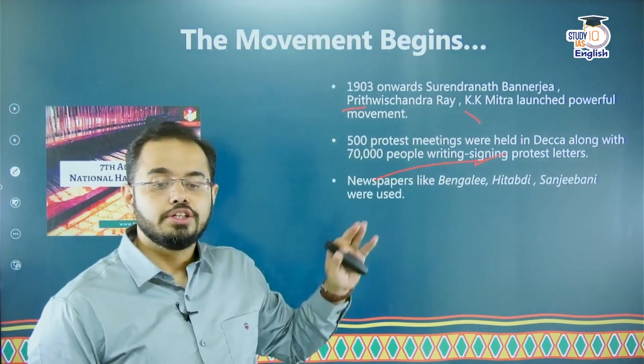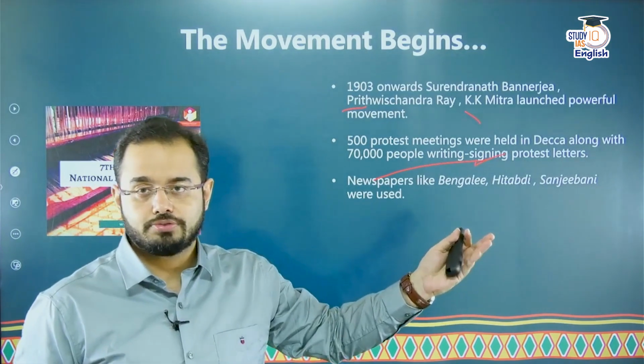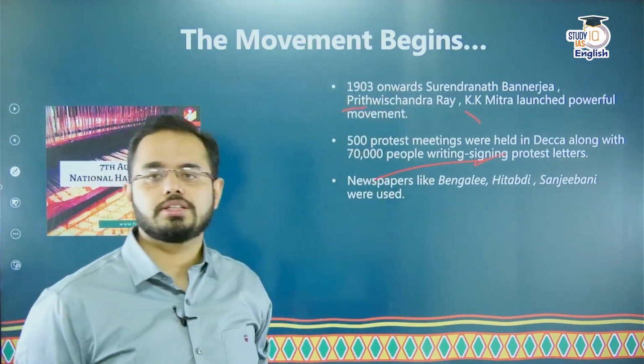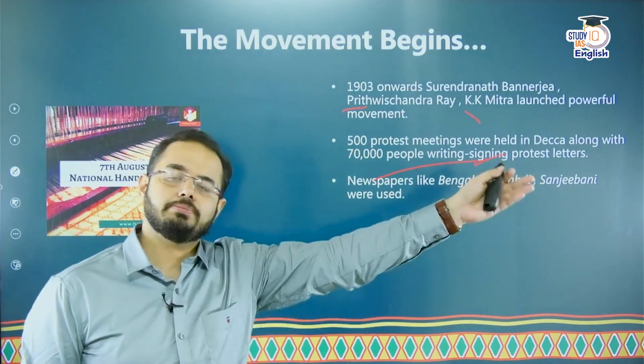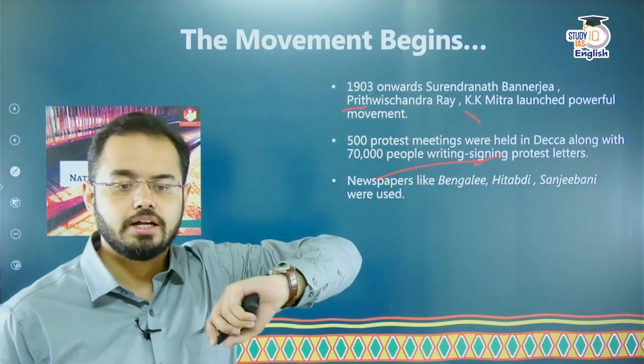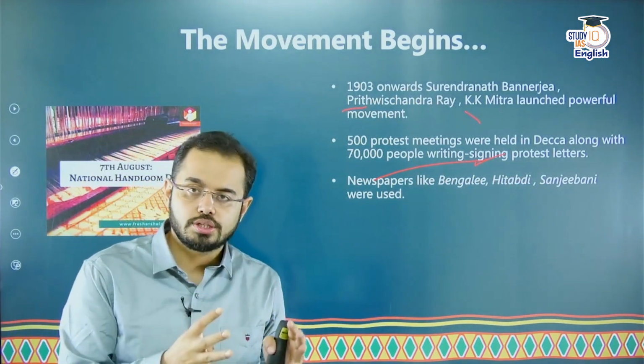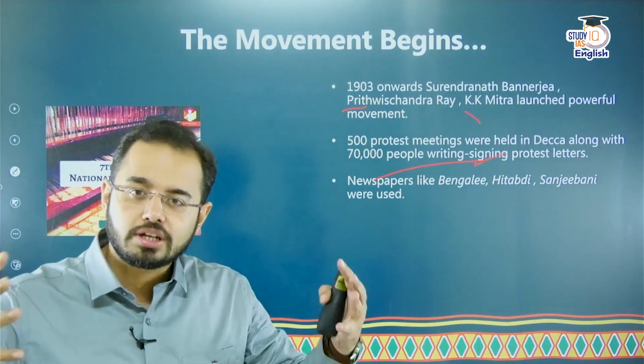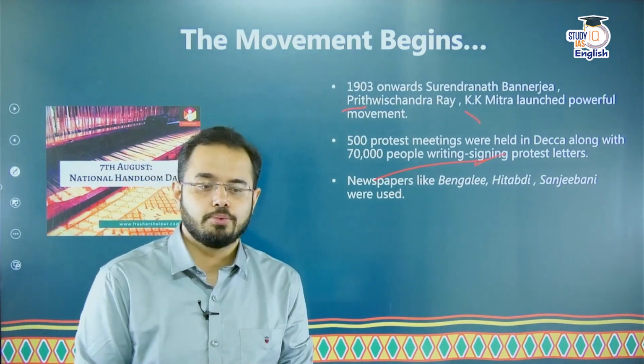Not just that, newspapers started coming up at that point of time. Bengalee, launched by Surendranath Banerjee. Hitabadi, Sanjeevani, I told you, launched by K.K. Mitra. These newspapers were used to tell people to come together, that now is the time for movement.